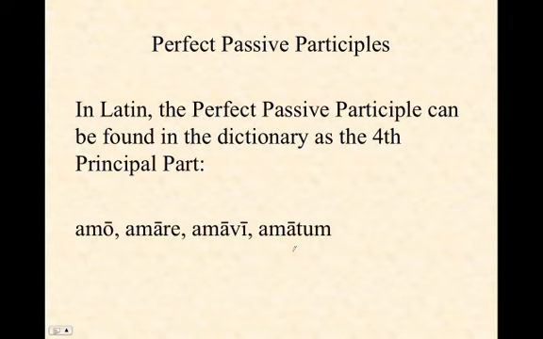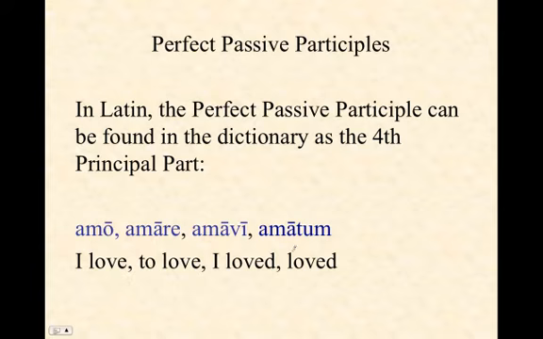In Latin, the perfect passive participle can be found in the dictionary as the fourth principal part. You look up the verb to love in your dictionary and you find these four principal parts. The first principal part, amo, means I love. The second principal part is the infinitive. It means to love. The third principal part is the perfect tense ego form, I loved. And that fourth principal part is your perfect passive participle. This one, amatum, means just loved or having been loved.